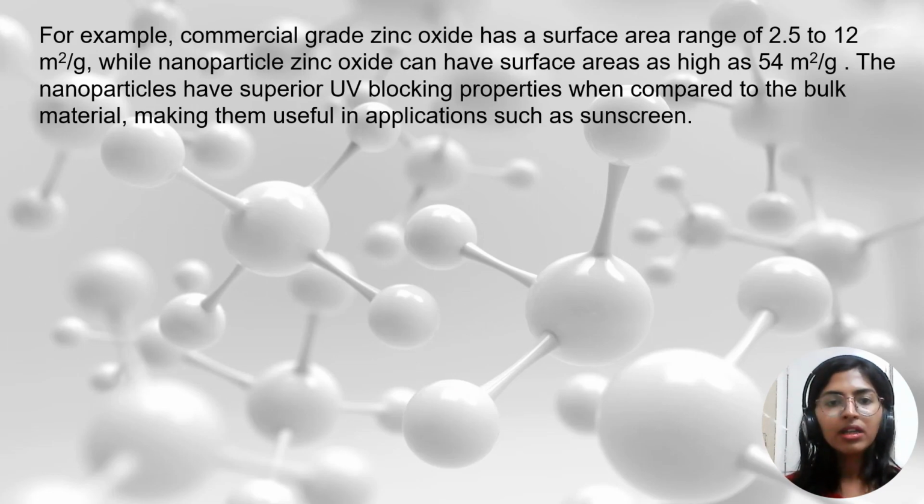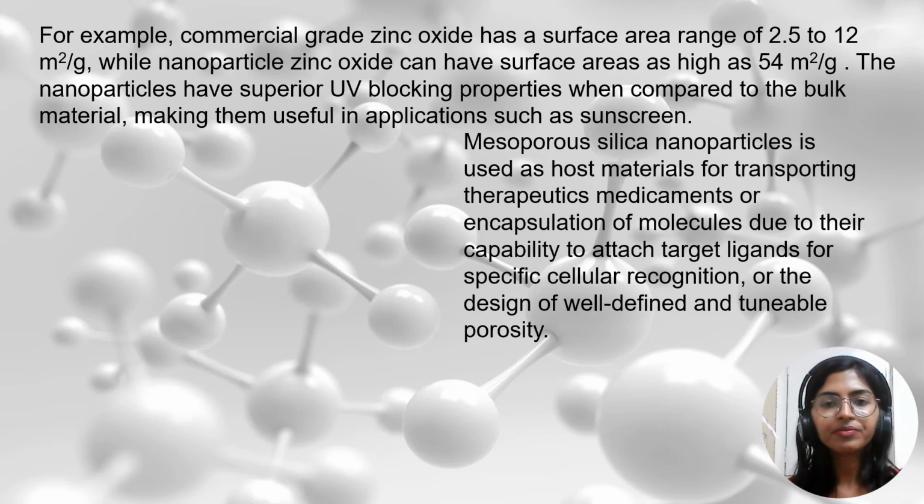For example, commercial grade zinc oxide has a surface area range of 2.5 to 12 meter square per gram, while nanoparticle zinc oxide can have surface areas as high as 54 meter square per gram. The nanoparticles of zinc oxide have superior UV blocking properties when compared to the bulk material, making them useful in applications such as sunscreen. The next example which we are going to discuss is mesoporous silica.